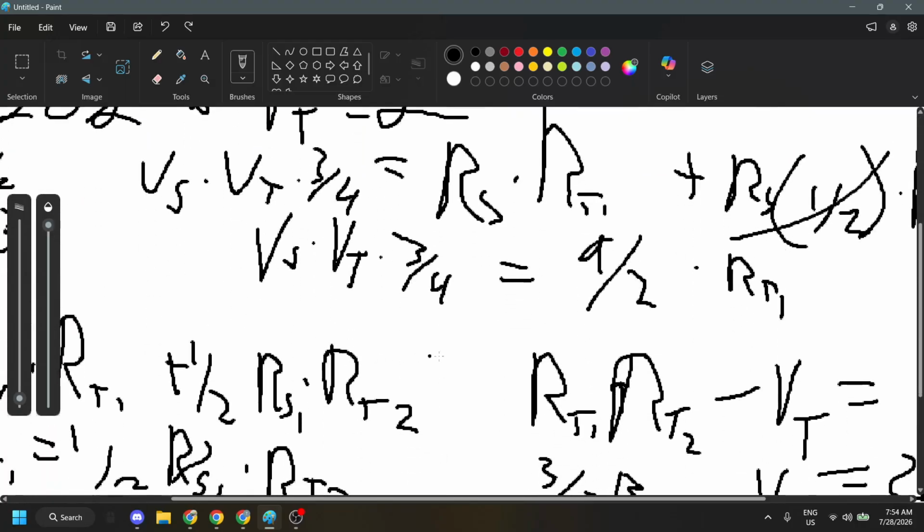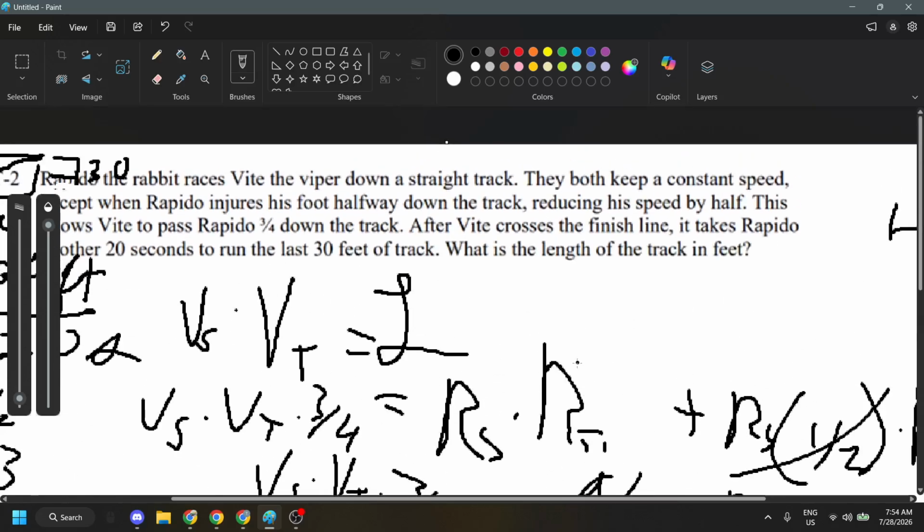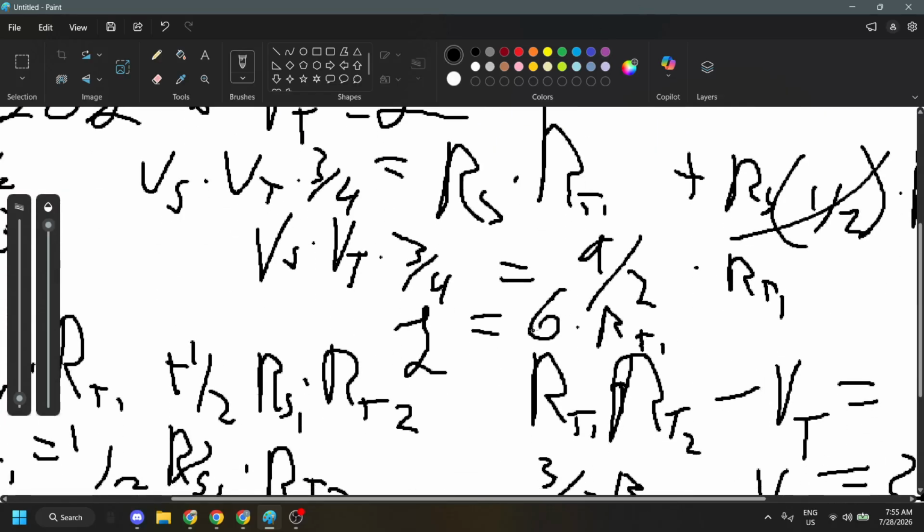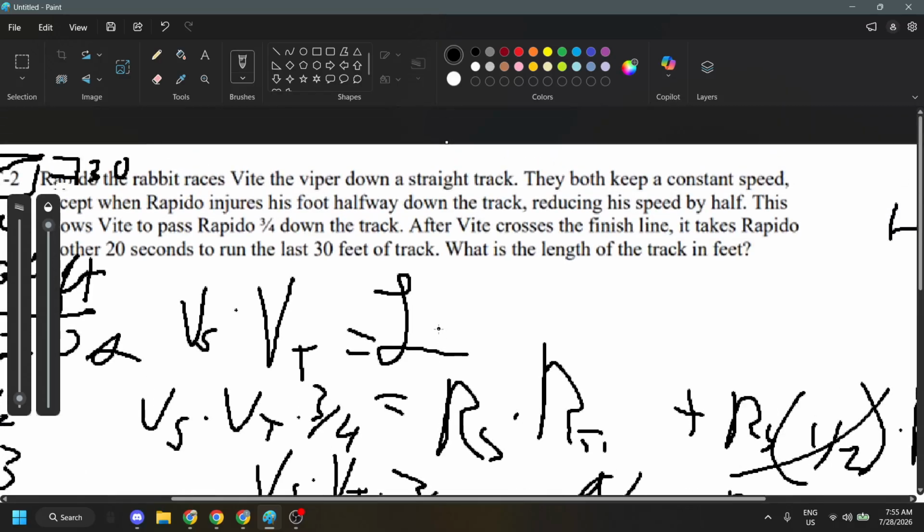Well, this is just the same thing as length. So length, and then I multiply by 4. So we get 18, and I divide by 3 is equal to 6 times rabbit time 1. Why can't I just find... And here I'm just saying this is 2 times 3 times 2 times the speed times the first half time.